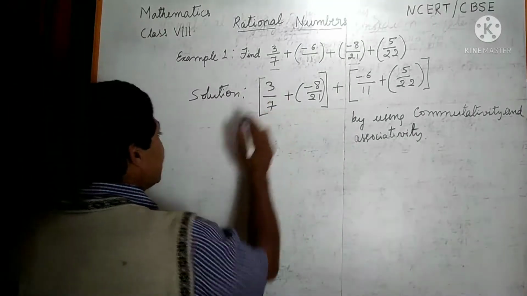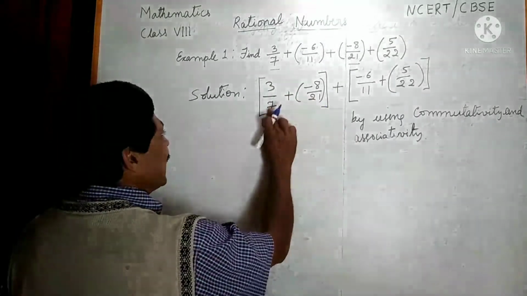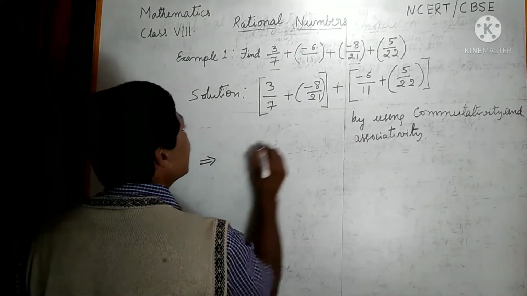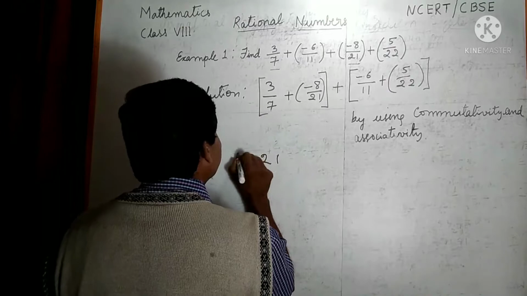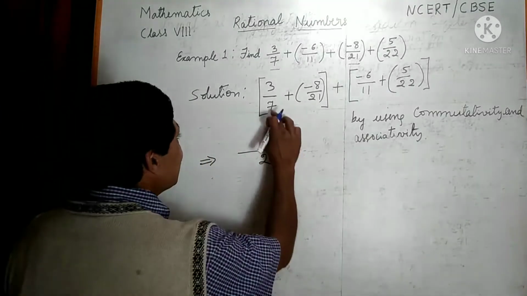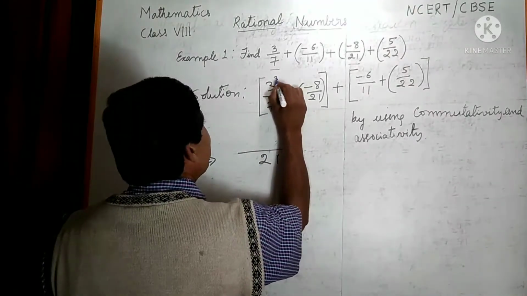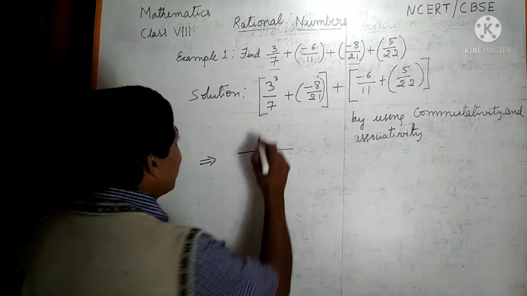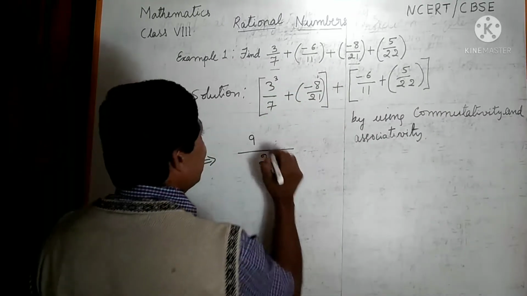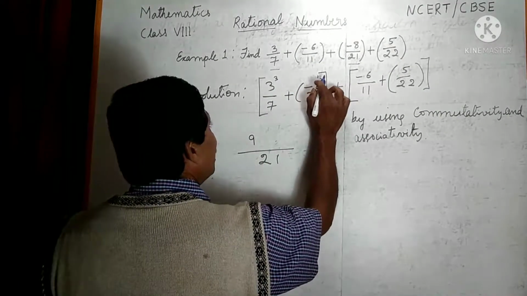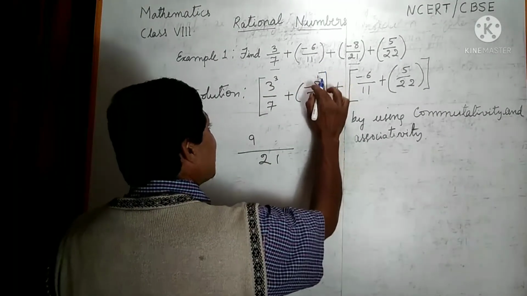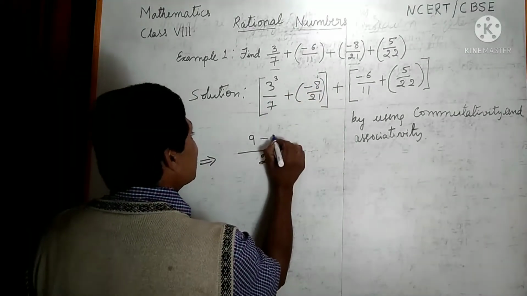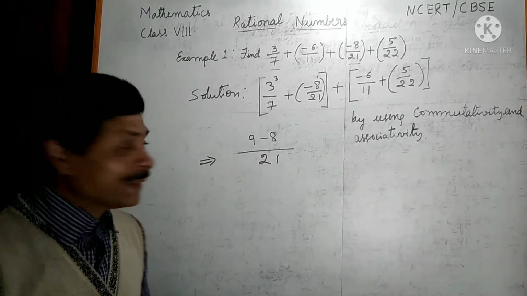Next step is, here the LCM of 7 and 21 is 21, and 7 3s are 21 and 21 1s are 21. So 3 3s are 9, and into 8 into 1s are 8, minus into plus is minus 8.